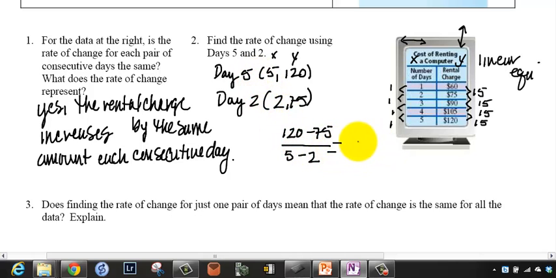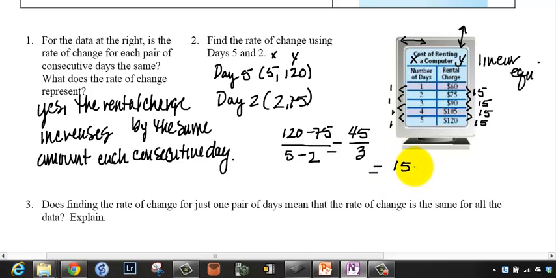So if we do this quick little calculation here, we should come up with the fact that the difference between 120 and 75 is 45. And that's going to be a difference of 3 on the bottom. So we get 45 over 3. And if we go ahead and clean that up and simplify it like we should, we find out that 45 divided by 3 is 15.